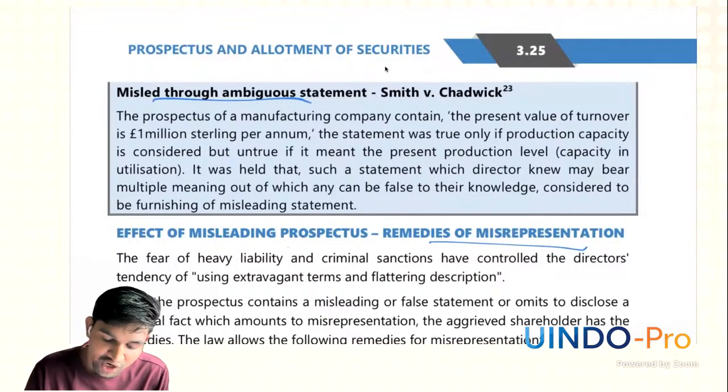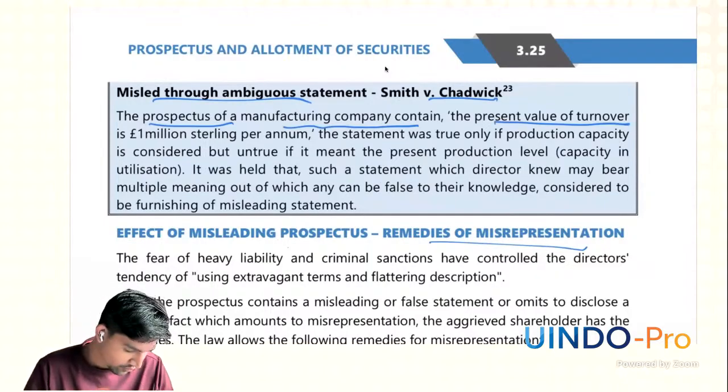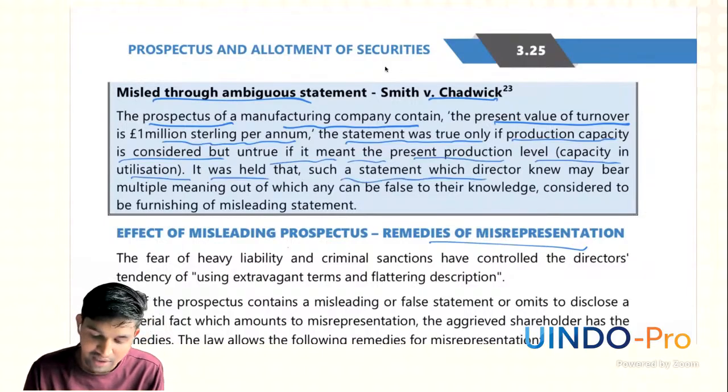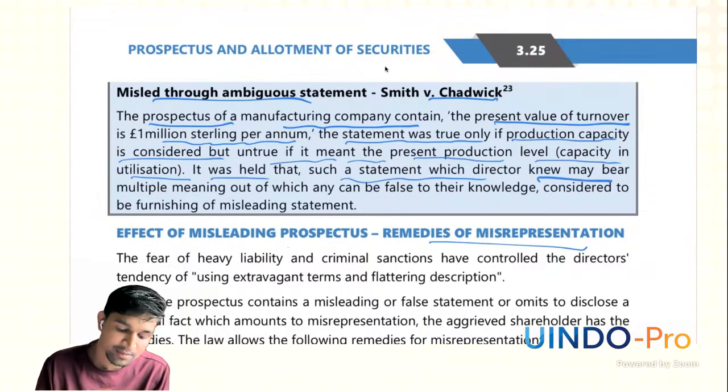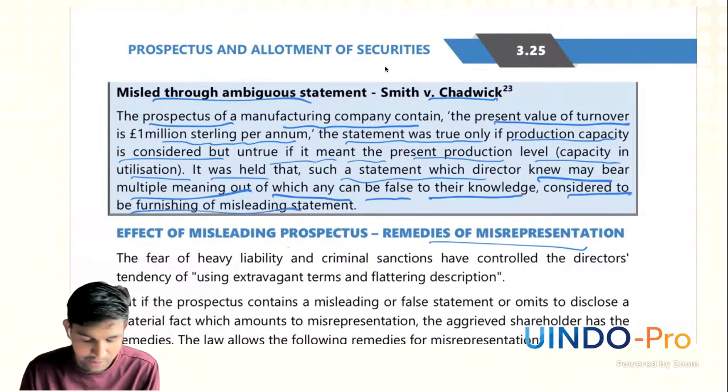Misled through ambiguous statement, Smith versus Chadwick. The prospectus of a manufacturing company contained the present value of turnover of 1 million sterling per annum. The statement was true only if the production capacity is considered, but untrue if it means the present production level or capacity in utilization. It was held that such a statement, which the director knew may bear multiple meanings, out of which any can be false to their knowledge, is considered to be furnishing of a misleading statement.